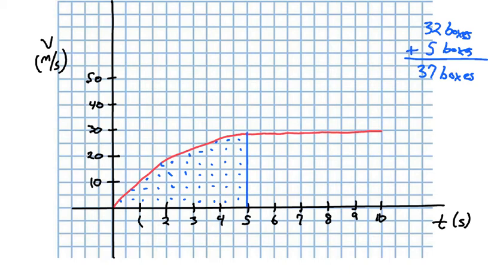Well, looking at my scale, I see that each box, I'm going to zoom in a little bit so we can see this a little better. Each square here has dimensions of half a second wide by 5 meters per second tall.